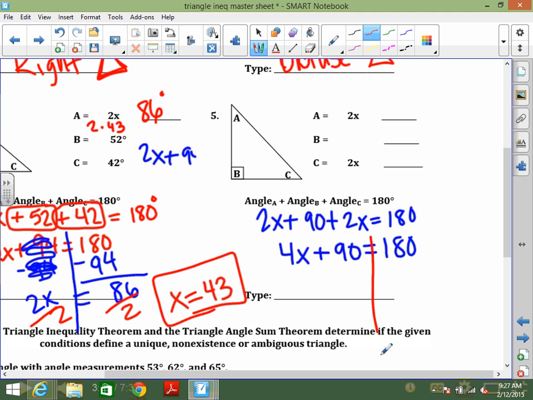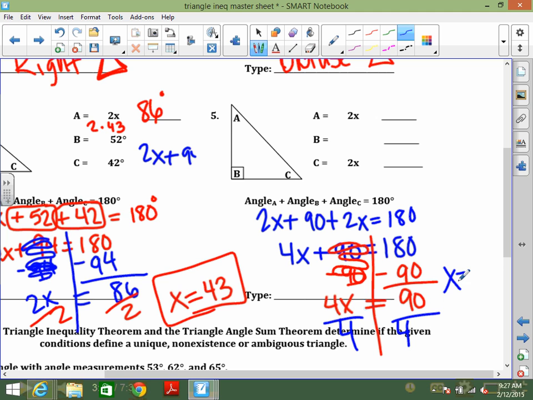Okay, draw a line. Subtract 90 on both sides. Okay. And here we get 90 is equal to 4x. Okay, then what do we do to both sides? Divide by 4. And we get x is equal to 22.5. Is that my answer for A and C? What do I have to do?